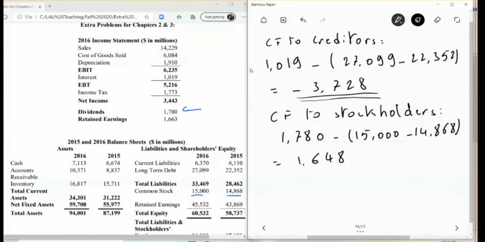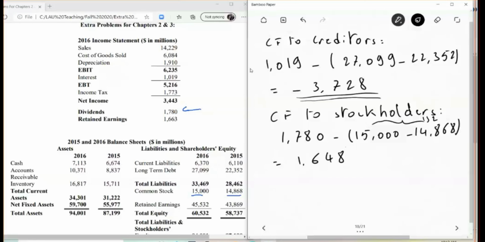So mainly the firm did raise some equity, but it was much lower than the value of dividends paid to stockholders. The firm raised only 100, so the difference here is $132 million. So the newly issued stocks had a value of $132 million. However, the corporation paid to its stockholders $1.78 billion in dividends. So the cash flow to stockholders is positive.